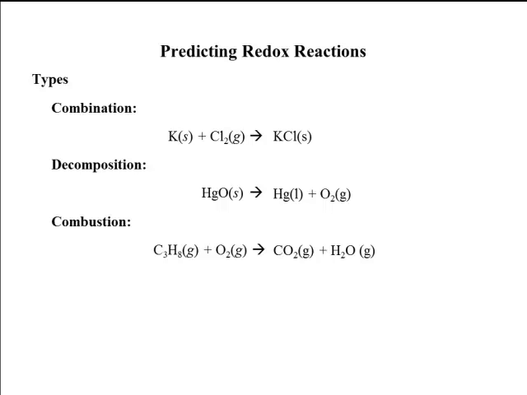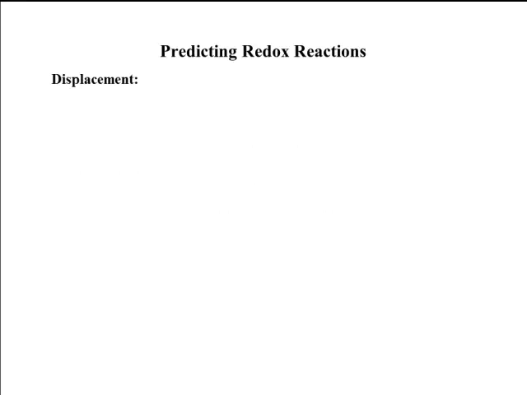Okay, so combination, decomposition, combustion, those are relatively easy to predict as far as the end products go. The next one's going to be a little bit trickier. It's going to be something called displacement. With displacement, we're going to have one element displace another. So, when that displacement occurs, we could have formation of hydrogen gas. So if I take lithium solid, put it in water, I'll actually produce hydrogen gas and lithium hydroxide. The lithium has displaced the hydrogen from the water.